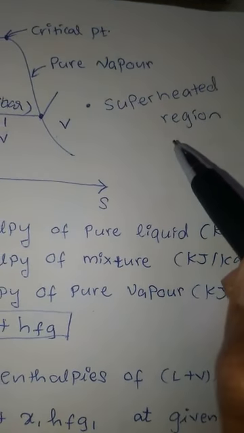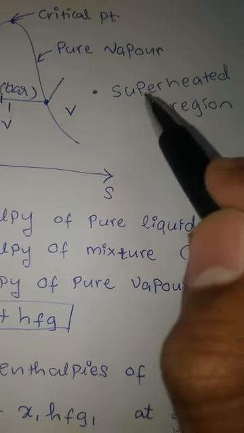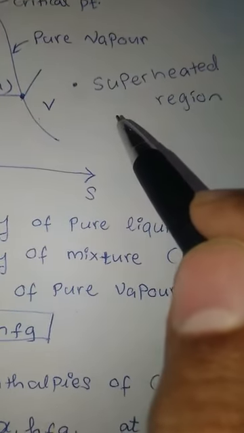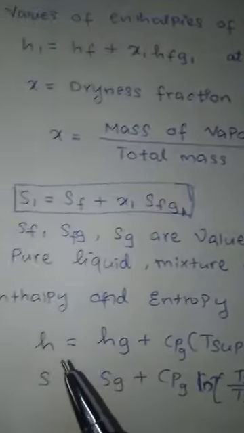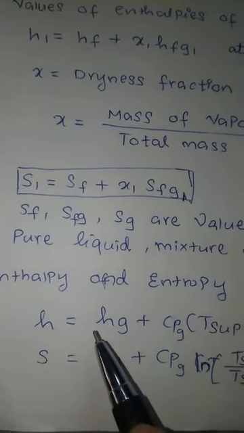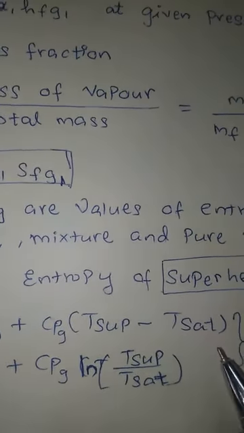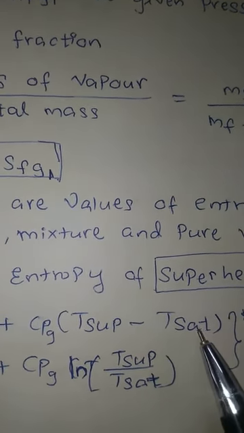Now we will try to understand how to find enthalpy and entropy at these points. There are two methods for this: either directly look into the steam table or use the formula. The formula is h is equal to hg plus Cpg into (T superheat minus T sat), where T sat is the saturation temperature at the given pressure.